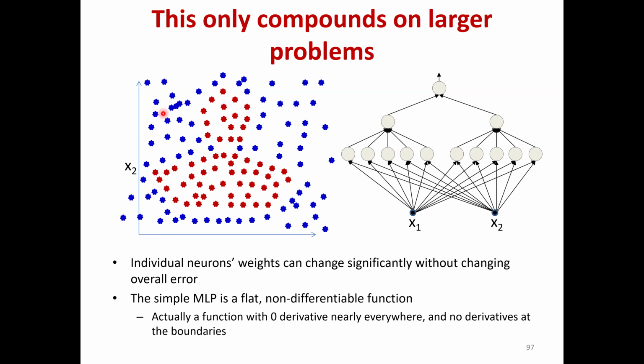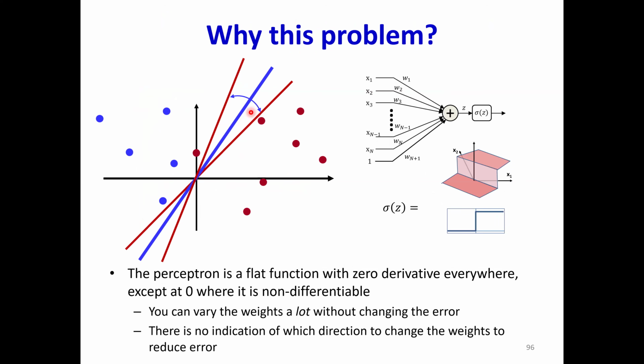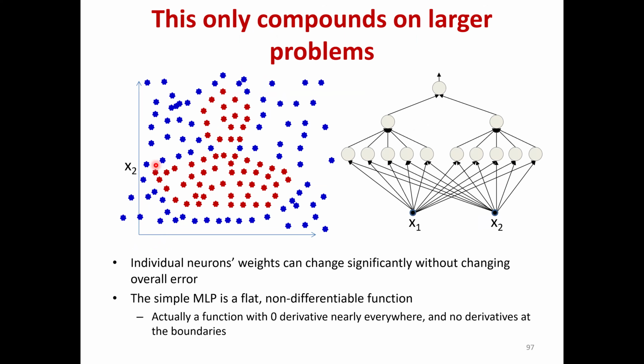The individual neurons' weights can change a whole lot in problems like these without changing the overall error. Meaning the simple MLP is a flat non-differentiable function, meaning that the function has a 0 derivative nearly everywhere and no derivatives at the boundaries. If I move at this point, moving the network left or right doesn't change the error at all. The error is 0. Over here, just moving the point just past the boundary makes the error go from 1 to 0. So it's an infinite derivative. Either way, those derivatives are useless.